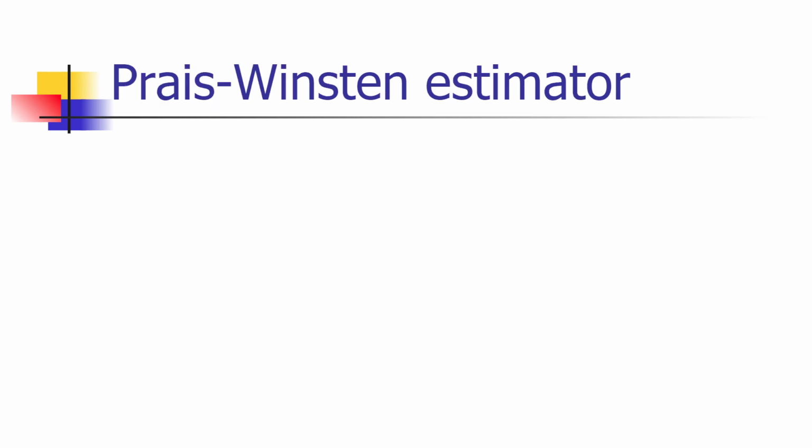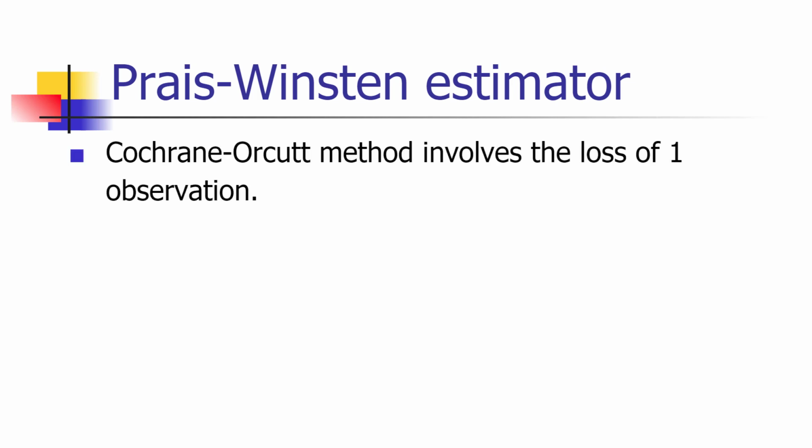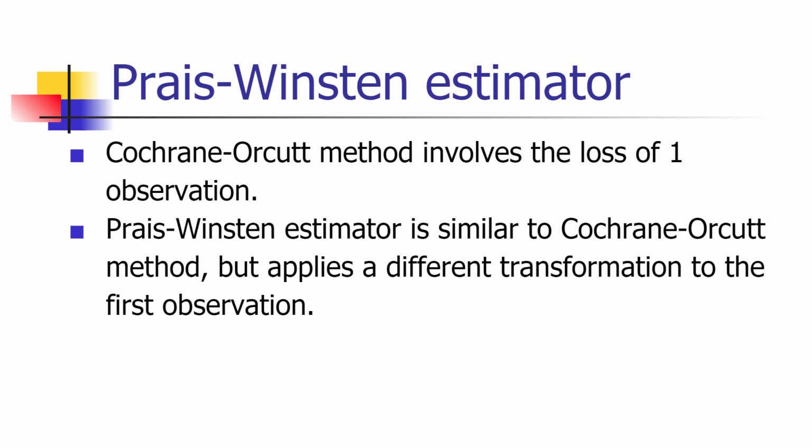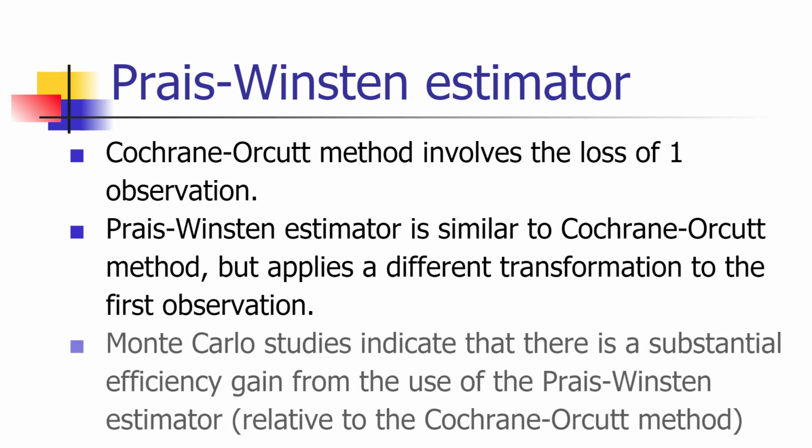One of the problems with the Cochrane-Orcutt procedure is that you lose one observation, which may not seem like much, but when you're only looking at the quasi-differencing, we lose quite a bit of sample information. The Prais-Winsten estimator is similar to the Cochrane-Orcutt procedure, but it applies a different transformation to the first observation. This is discussed in more detail in the textbook, but basically it gives you back that first observation, and Monte Carlo studies show that by including that first observation, we end up with a substantial efficiency gain compared to the Cochrane-Orcutt method.